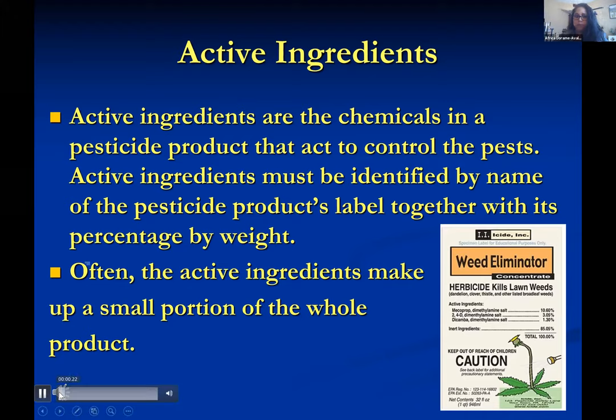Active ingredients are the chemicals in a pesticide product that act to control the pest. Active ingredients must be identified by name on the pesticide product's label together with its percentage by weight. So for example, on the front of the label, you will always see what the active ingredient is, whether it's 2,4-D, boric acid, diazinon, dicamba, malathion, DEET, I think I said DEET already, glyphosate, which is Roundup, and you will see the percentage by weight as well. Often the active ingredient makes up a small portion of the whole product, and we will talk about inert ingredients.